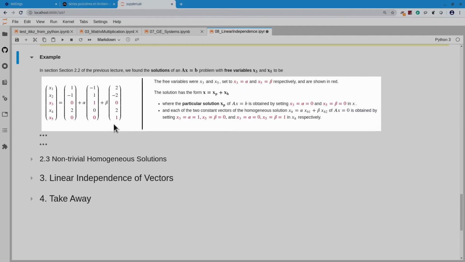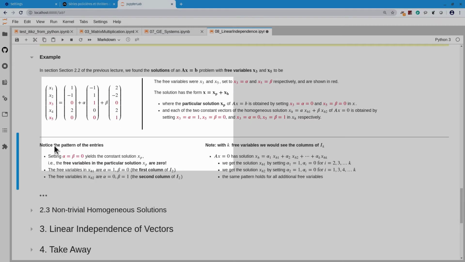If I take alpha equals 1, the first free variable equal to 1, and beta equal to 0, I'll get that first vector as the solution of the system Ax equals 0. And therefore, I have the first free variable equal to 1 and the second free variable equal to 0 in my first solution. Similarly, for the second one, the second vector I get by setting alpha equal to 0, therefore x3 equals 0, and beta equal to 1, that is, x5 equal to 1.